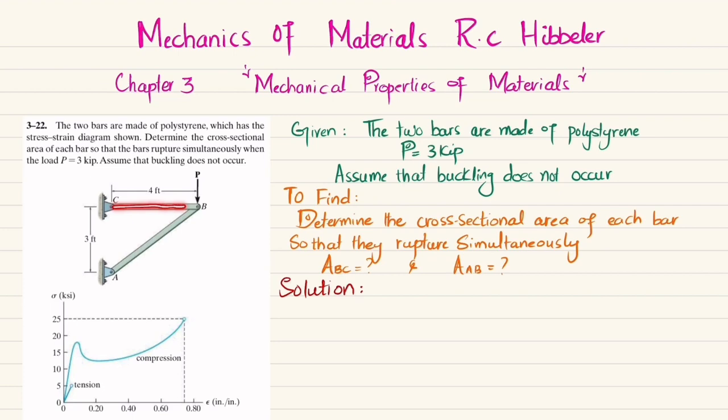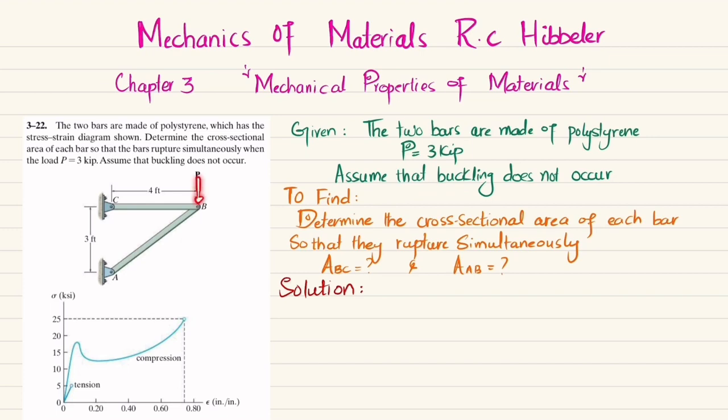So you can see this is bar BC and this is bar AB that is acted upon by a load of P, which is 3 kips. And there is a stress strain diagram for the bar in tension, this one, and for the bar which is in compression, this one. And it is given that we need to find the cross-sectional area of this BC and the cross-sectional area of this AB, so that these bars rupture simultaneously. So let's start with the solution.